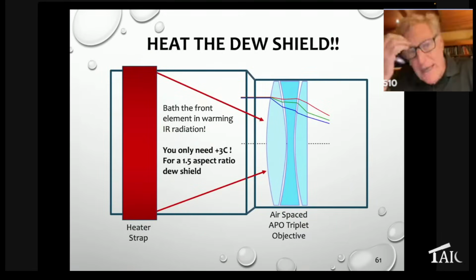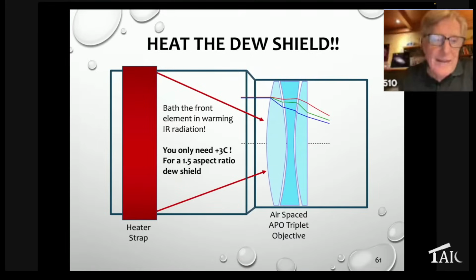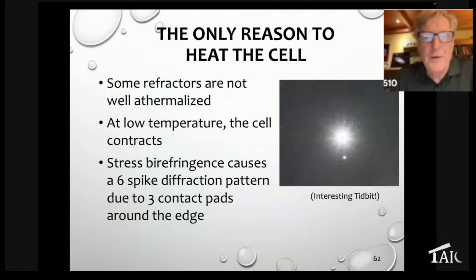And if you really want to add heat, the best way to do it is to add it to the dew shield. Just bathe the front element in warming IR radiation. You only need 3 degrees C for a 1.5 aspect ratio dew shield, which is what's on most refractors. Really simple. There is one reason to heat the cell.